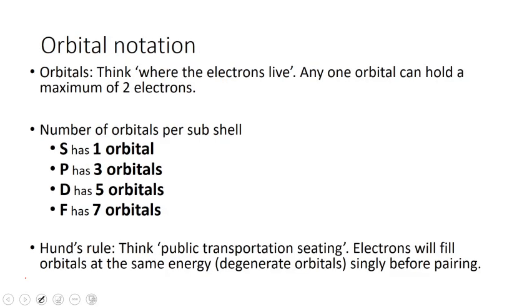Okay, orbital notation. Orbitals, you can think about this as where the electrons live. And any one orbital can hold a maximum of 2 electrons. Each subshell has a certain number of orbitals associated with it. You can see it there. S has 1, P has 3, D 5, and F 7. Now you might remember me talking about Hund's rule last year as kind of the public transportation rule, where electrons will fill orbitals at the same energy level, called degenerate orbitals, singly before pairing.